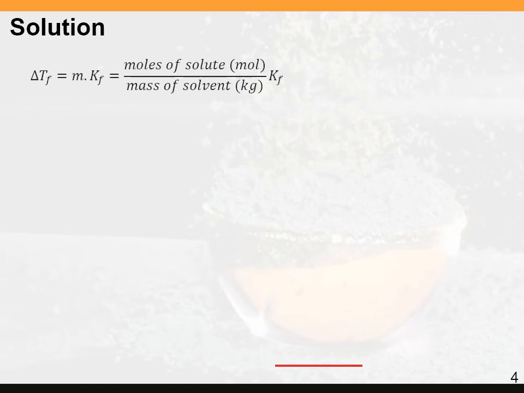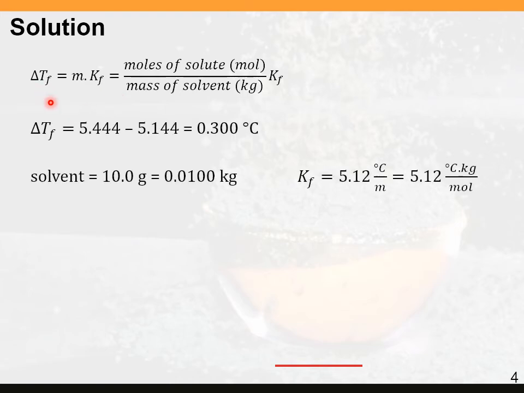The first step is to resolve the freezing point depression equation. Molality times freezing point depression constant. You need to write molality in expanded form, moles of solute divided by mass of the solvent. What is the freezing point depression? How much did it change? We are given the pure benzene freezing point and the freezing point of the solution. The difference is how much the freezing point got depressed, 0.3.